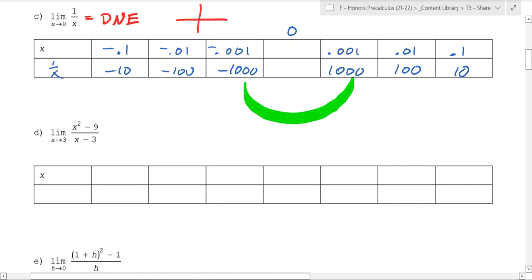A visual way to see that is when you graph that, you end up with this kind of graph here. What happens as you go to 0? Well, it goes infinitely up here and it goes infinitely down there, so we say it does not exist.